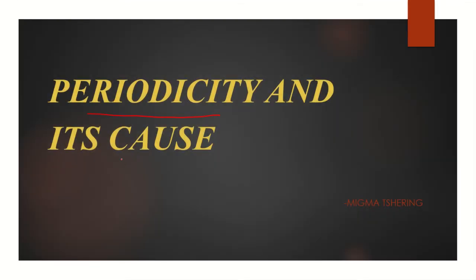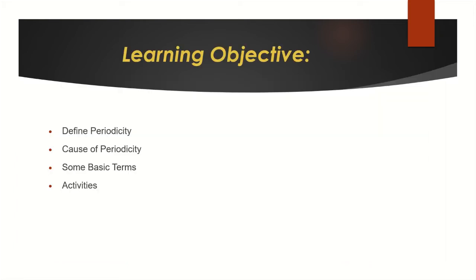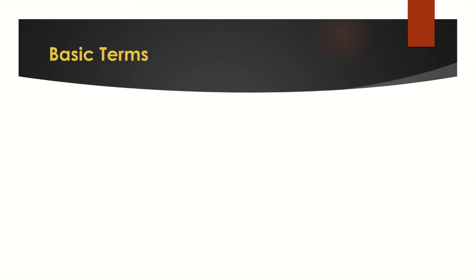On periodicity and its cause. So the learning objectives for this session include definition of periodicity, why and how periodicity is caused, and some basic terms which is very important to understand the cause of periodicity. And as usual, we'll have some activities to discuss. Now let us try to understand some basic terms to understand periodicity and its cause.